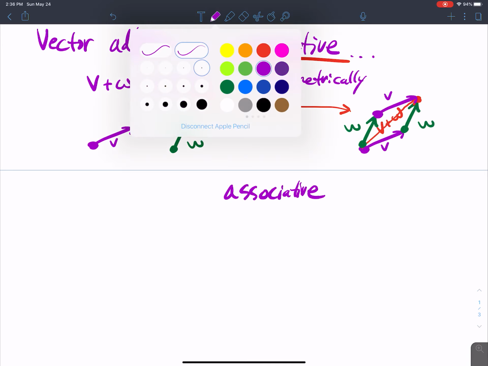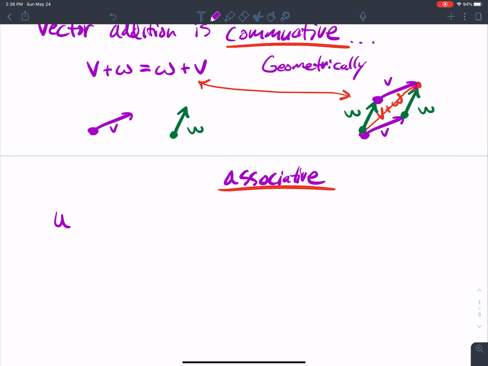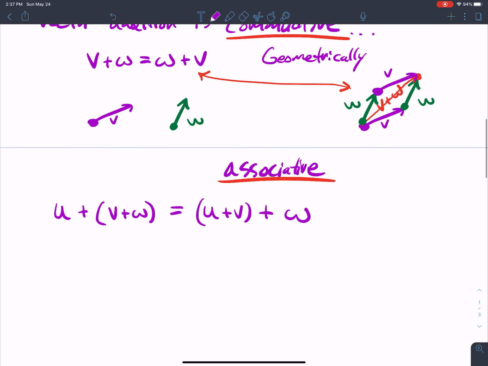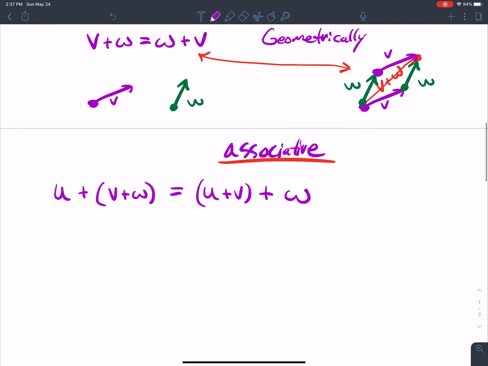Okay, so it's associative. And what does that mean? That means that U plus V plus W is equal to U plus V and then plus W. So however we group them, whichever operations we do first, the order doesn't matter, it's associative. Still going to get you there.